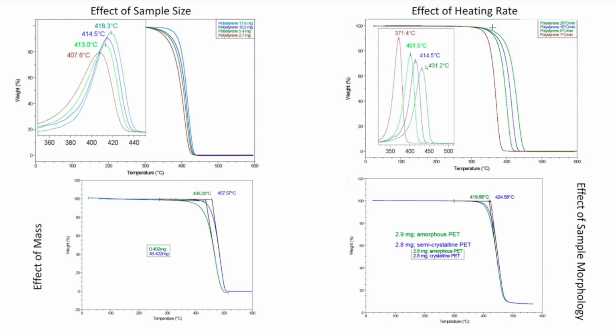Here is the effect of heating rate. At different heating rates you will see different dips. Here is the effect of mass. If you change the mass, your TGA curve is also going to change. And this is the effect of the sample morphology. If you change from amorphous to the crystalline form, your TGA curve is also going to change a little bit.